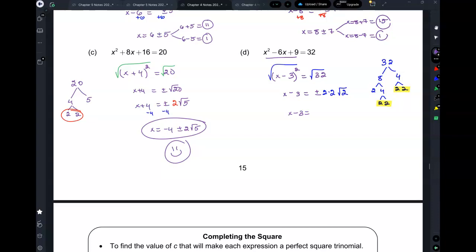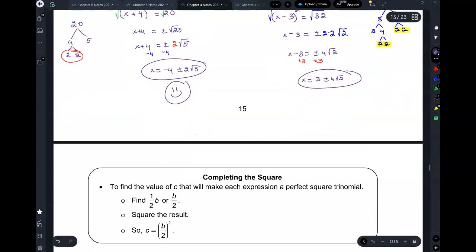Yeah, so this comes out as a pair. This comes out as a pair. That lonely 2 doesn't have a pair, so it stays in. So plus or minus 4 root 2. So you add 3. You add 3. So x is what? Tell me. Okay? Can we simplify that further? No, because one has a root, one doesn't. It's just no. Okay? Fabulous.